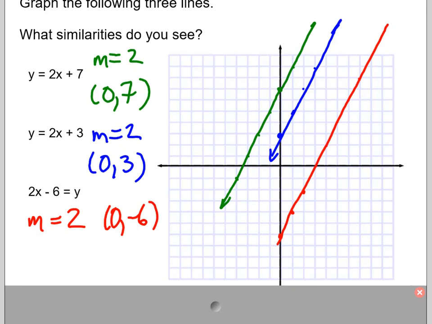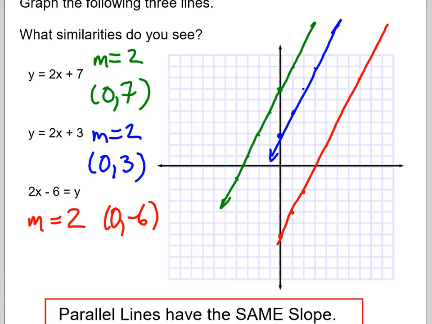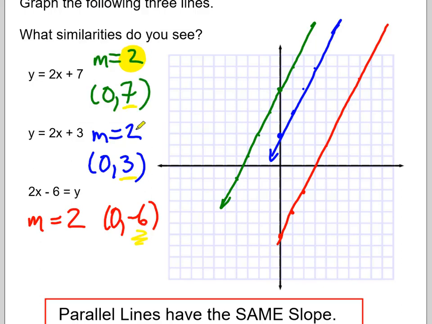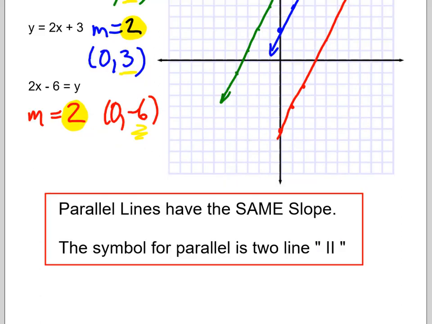Okay, and now what is the property that makes them parallel? Well, it's certainly not the y-intercept because the y-intercept is different on all of them. But what we should see is the slope. Slope for all of them was the same. So parallel lines have the same slope. That's all it takes. So when lines have the same slope, we know they're going to be parallel. Okay, so the symbol for parallel is these two little bars. Parallel lines have the same slope. Take a second, write that down, put that somewhere you can find it again because it's going to be important.